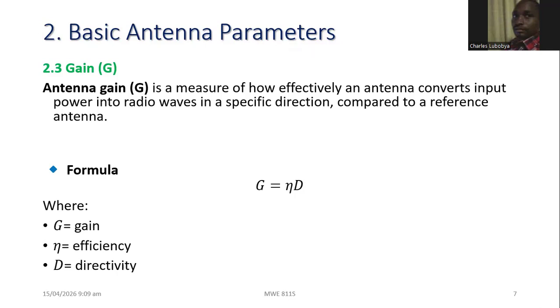So the letter for gain is G, and given directivity, you can actually multiply by efficiency. Basically, you get the value of gain. So you just need to know the directivity. If I know the efficiency, then I can also calculate the gain.